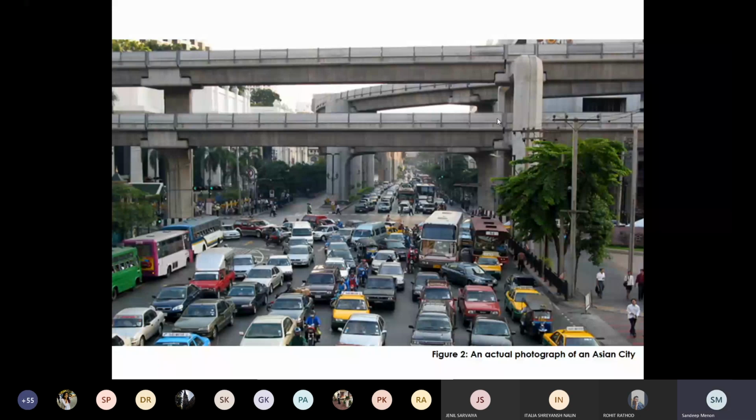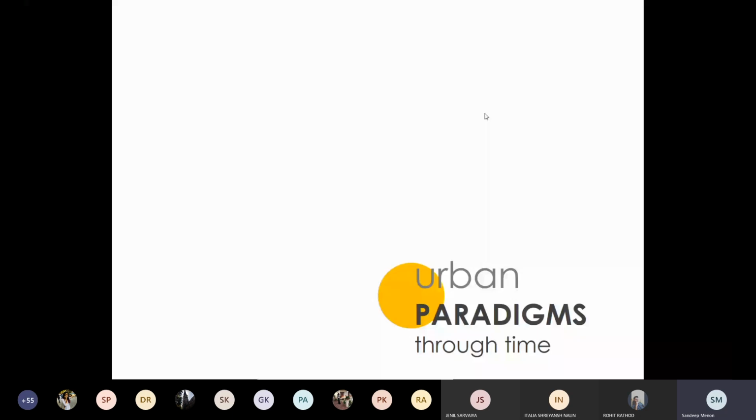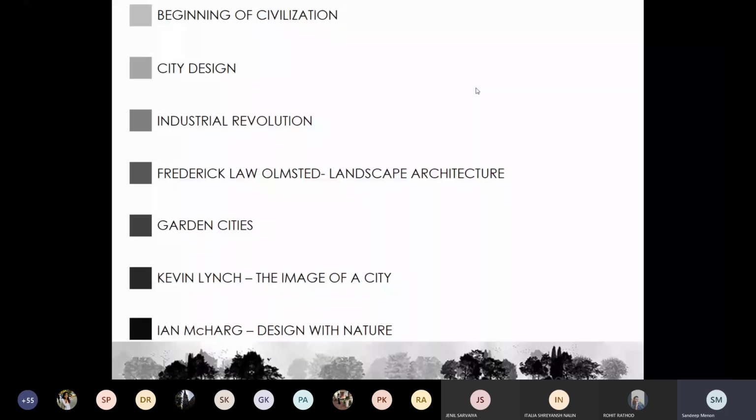So we'll quickly look at the urban paradigms through time. How has the city evolved over time? But when we talk of cities and landscape design as a profession, it's important to understand that we need to go way beyond in time. We need to look before the time when cities were even there. So in a nutshell, this is how one would look at the milestones.